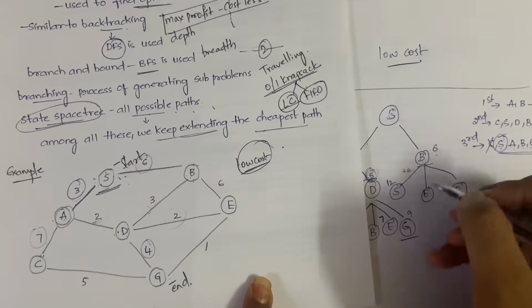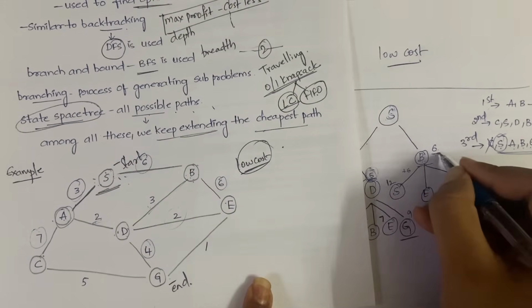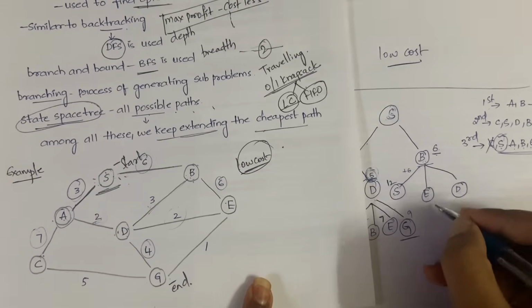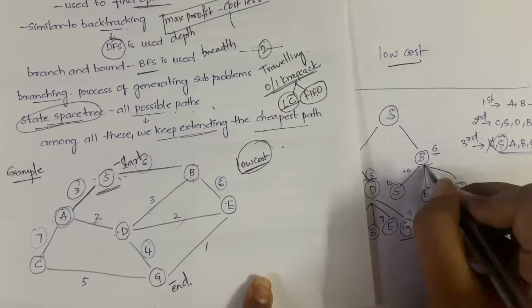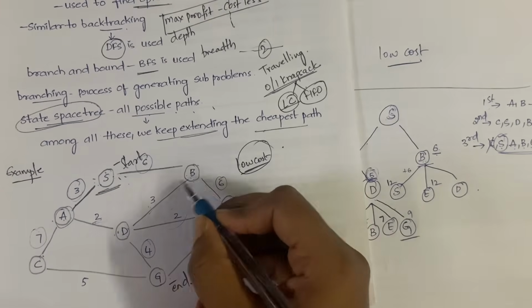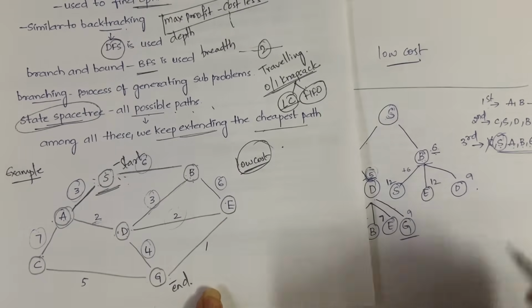Now the cost from B to E. B to E, what is the cost here? 6. What do we already have here? 6. So 6 plus 6 you get 12. Now what is the cost from B to D? B to D, here what do you have? 3. So 6 plus 3 you will get 9.